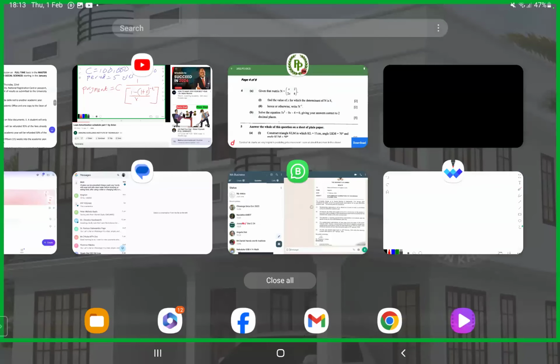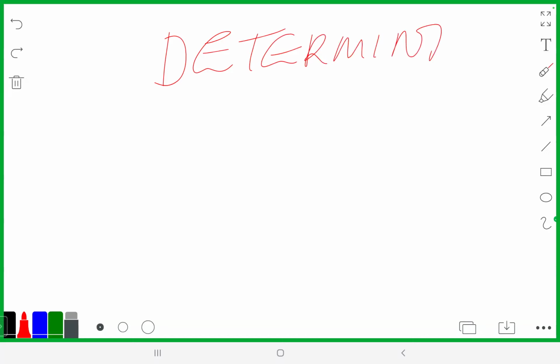Greetings to you all. We have a very interesting conversation today, where we want to consider how to find a determinant of a matrix. How do you find a determinant of a matrix? So here is the outline of this conversation.